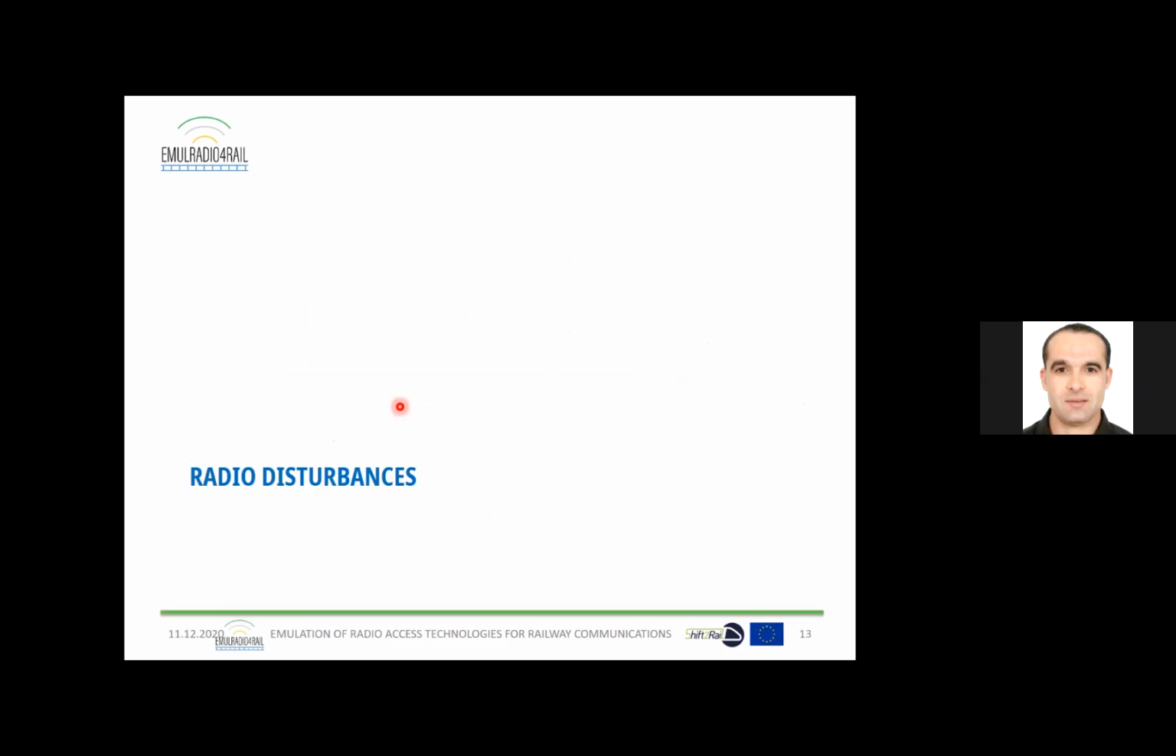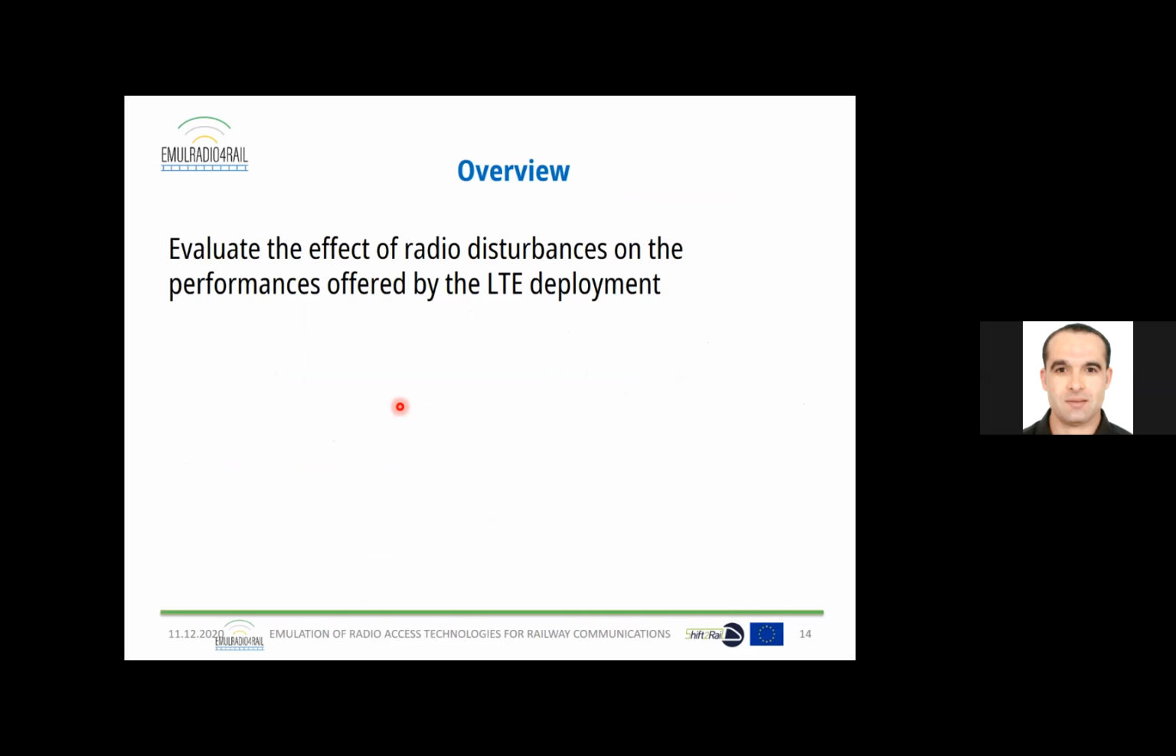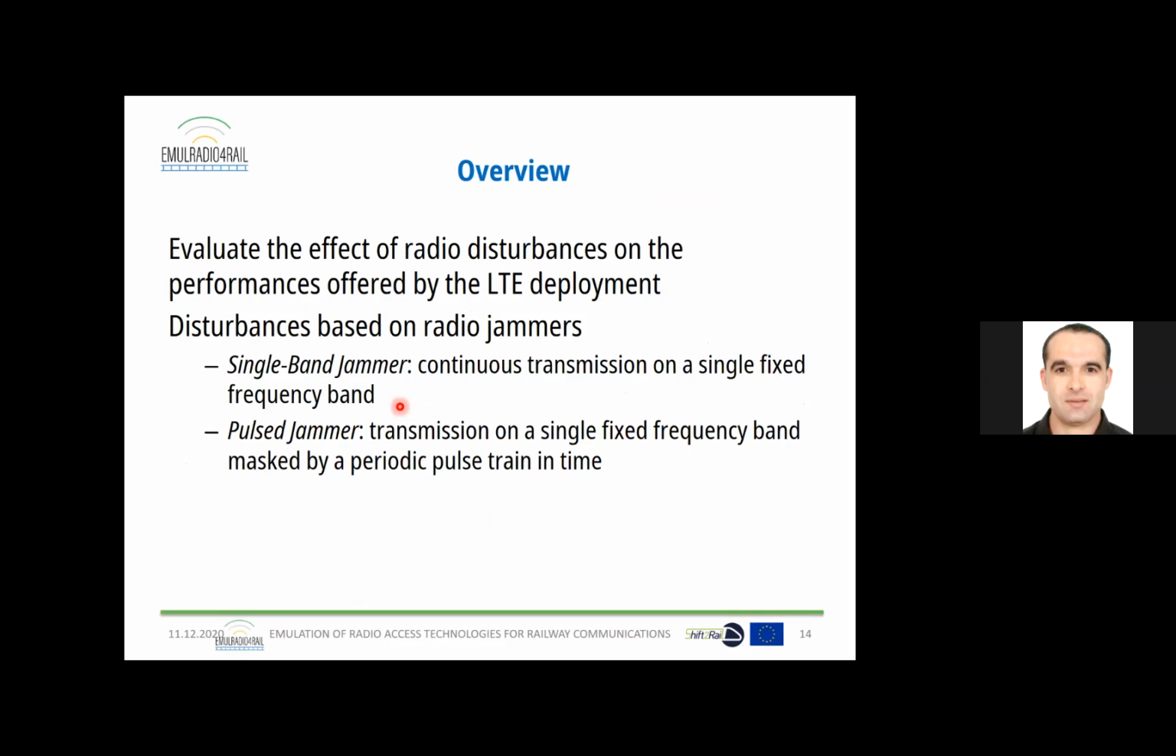So the second part of this work is related to radio disturbances. The goal is to evaluate the effect of radio disturbances on the performances offered by an LTE deployment. We consider as radio disturbances the radio jammers offered by the simulator: a single band jammer, which offers a continuous transmission on a single fixed frequency band, and a pulsed jammer that offers a transmission on a single fixed band masked by a periodic pulse train in time.